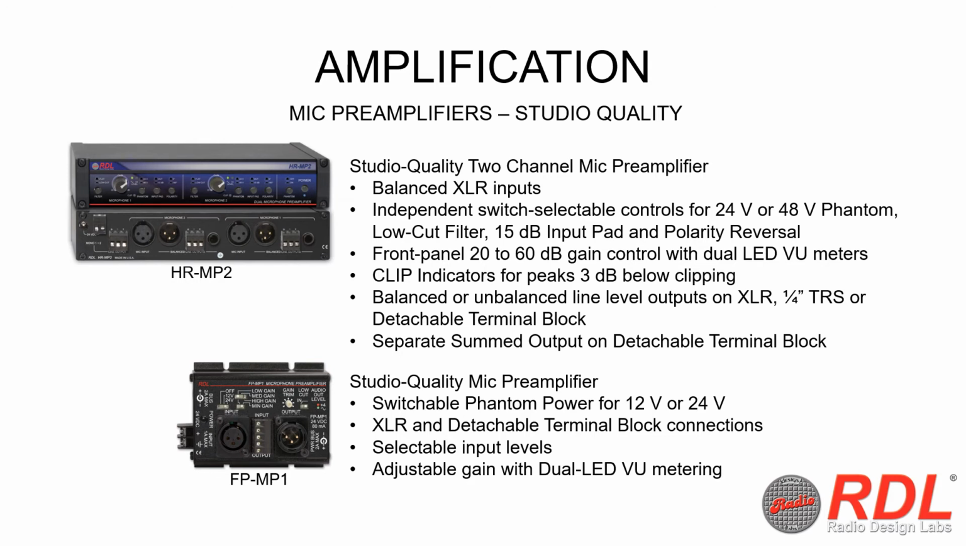The FP-MP1 is a single-channel studio quality mic preamplifier. It has switchable phantom power and available as either 12 or 24 volt. It has both XLR and detachable terminal block connectivity and selectable input level ranges. It also has an adjustable gain trim with dual LED view metering.